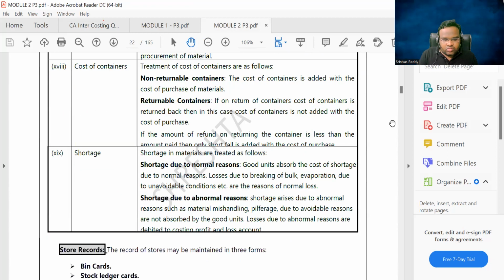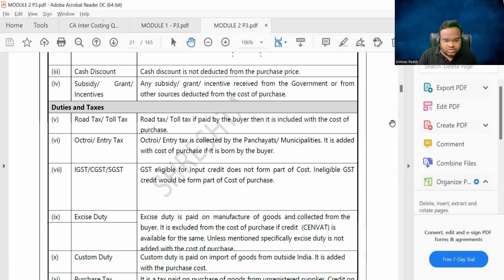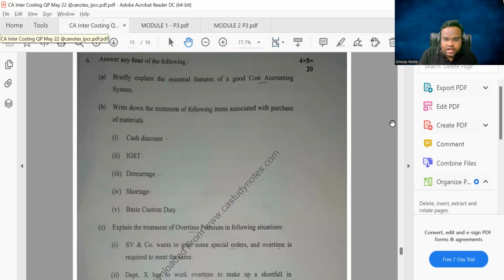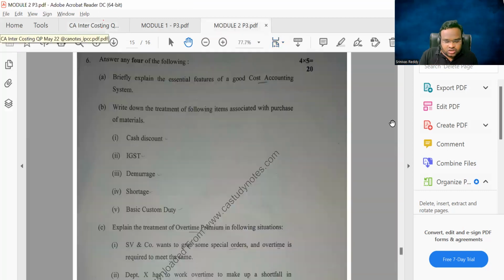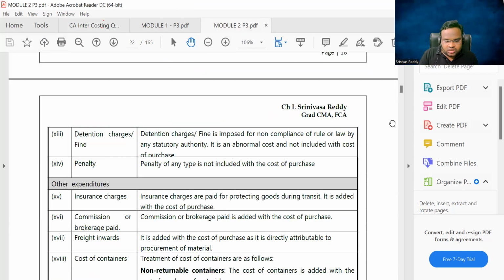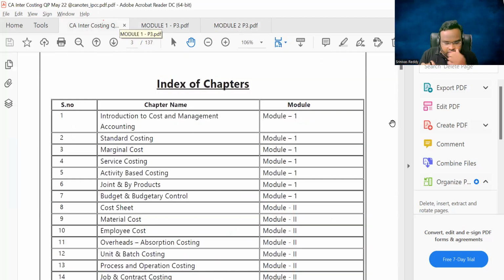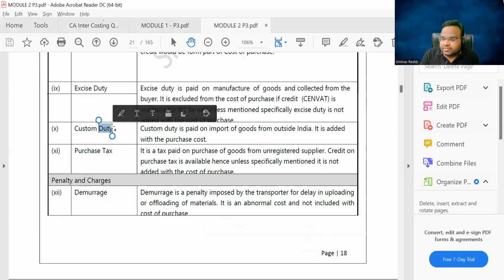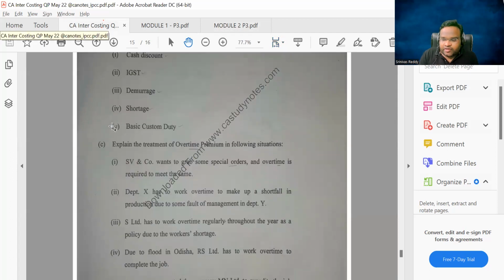So see, what are the questions they ask? What are we supposed to do with the cash discount? So cash discount is deducted from the purchase price. IGST, I would have told you on IGST, demurrage, shortage. And basic custom duty is also covered in our material, right? Satisfied? Now explain the treatment of overtime premium.